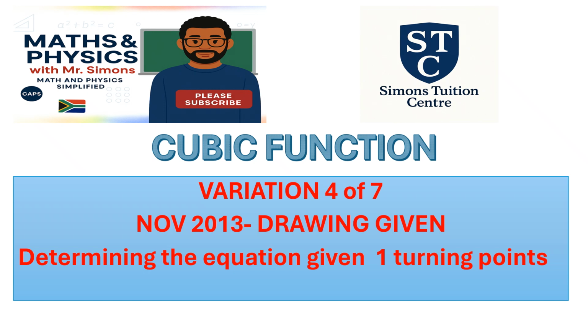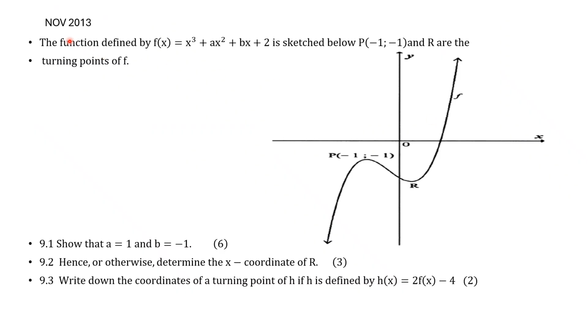Right, so the question itself. Say the function is defined by f of x equal x cubed plus ax squared plus bx plus 2. If you look very carefully there, they've given you a value in front of x cubed, which is the invisible 1. Sketch below, P minus 1 and minus 1, and R are turning points. So the graph turns at these 2 points. Right, show that this a here is 1 and that b there is minus 1.